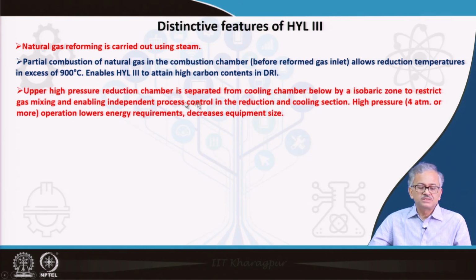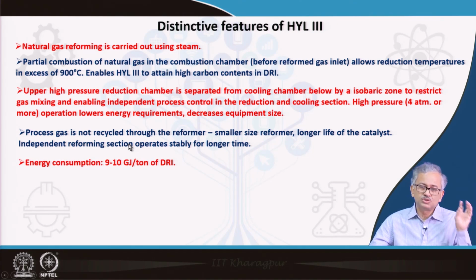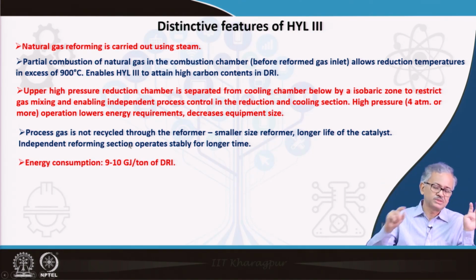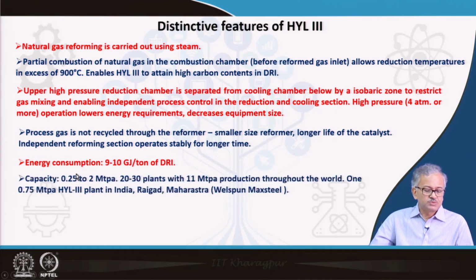Because of the preheating unit, the reducing gas enters at a higher temperature, 900, which enables the HOL to attain high carbon in the DRI. The upper high pressure reduction chamber, as I said, is separated by an isobaric zone such that you can independently control both reactors. Interestingly, the process gas is not recycled through the reformer. So reformer life is longer, and there is longer life of the catalyst. Since the reforming is totally independent, it does not have any interaction with the process gas, so you can operate it independently.